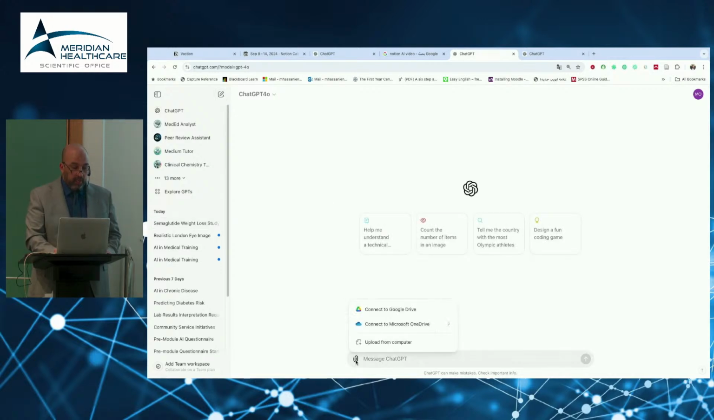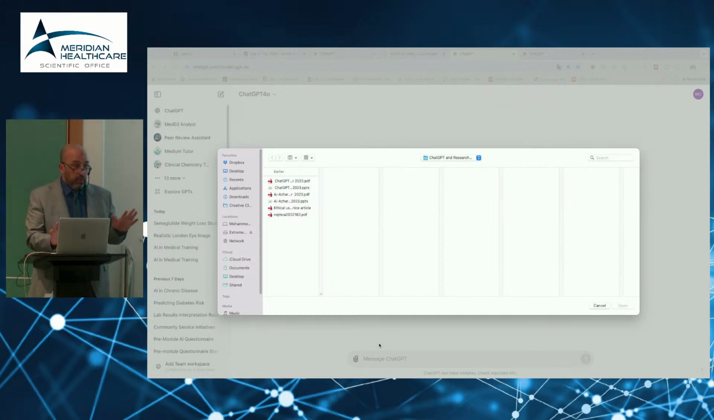I have an Excel sheet with certain data related to diabetes. You can use any Excel sheet, for example for the center, the budgets, whatever. So let's go to one of my Excel sheets.